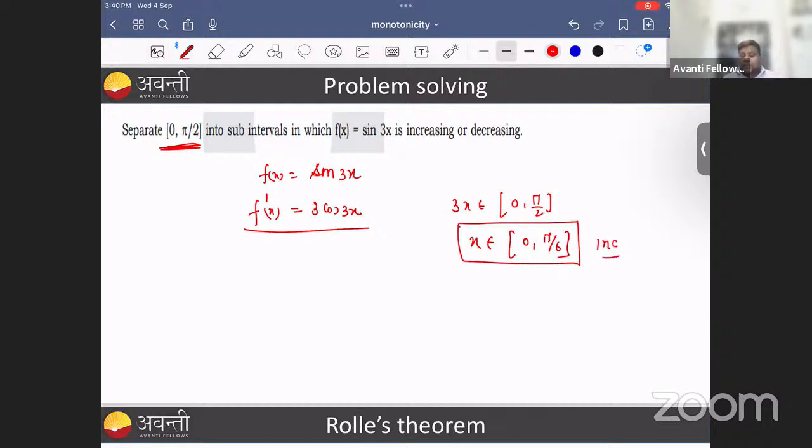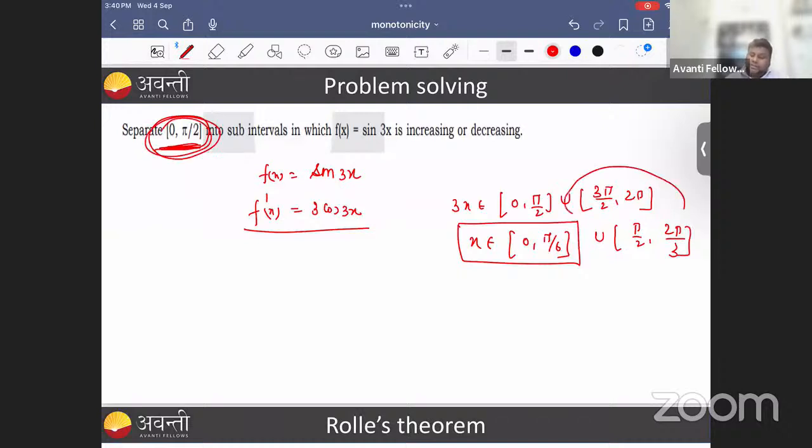It will be increasing further also. Like, if you don't stop here, it will also be increasing for 3x from 3 pi by 2 to 2 pi. But in that case x will be pi by 2 to 2 pi by 3, so it is exceeding this interval. That is why I did not consider this one. So this is your only answer. Got it? So f(x) equals sin 3x is increasing in the interval 0 to pi by 6.